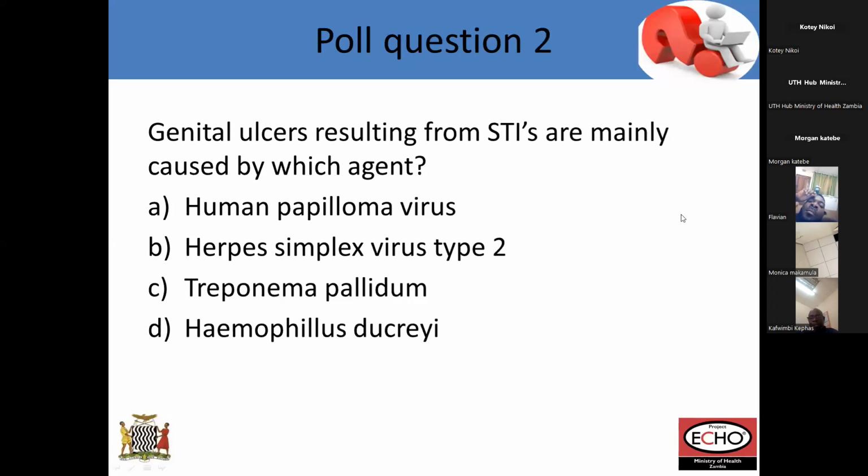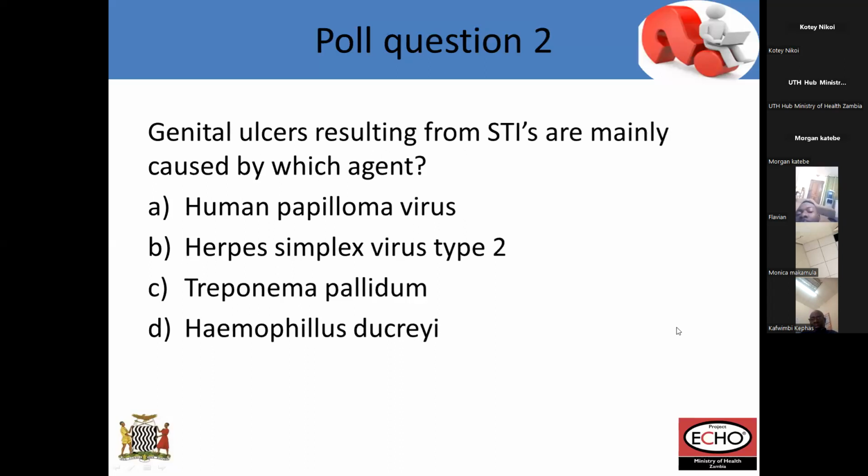So again, we've got interesting results with 57% that have gone for HSV type 2 and 30% that have chosen treponema pallidum. And once again, we'll learn more about this in the next few slides to come.